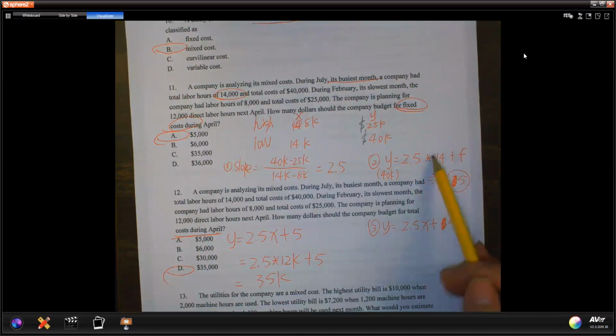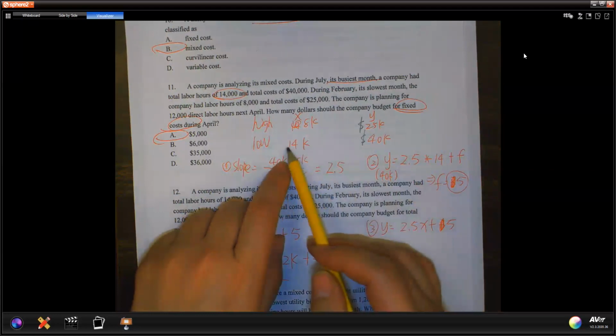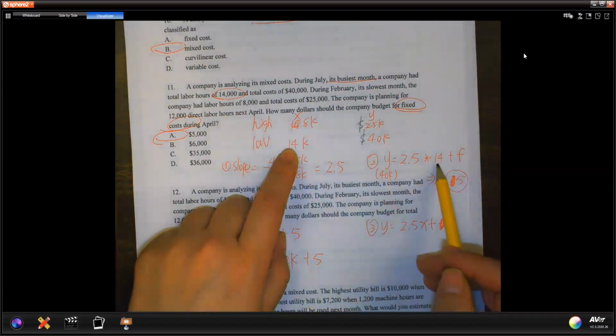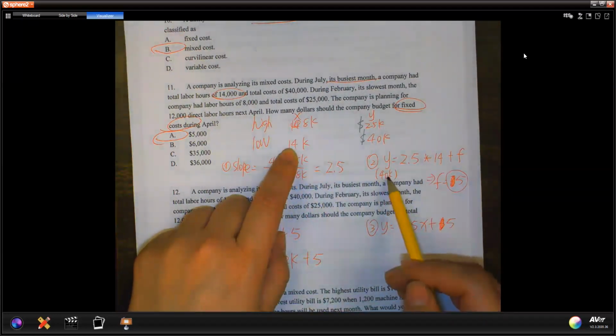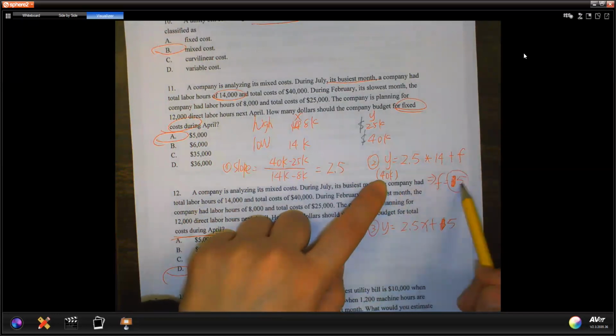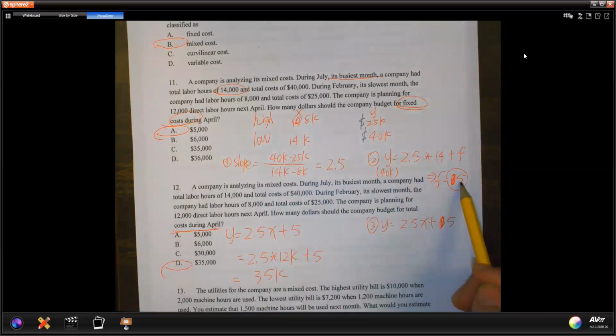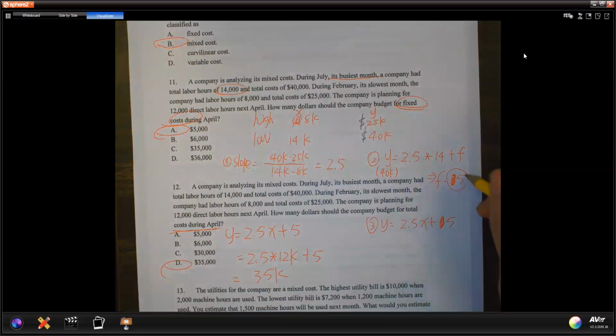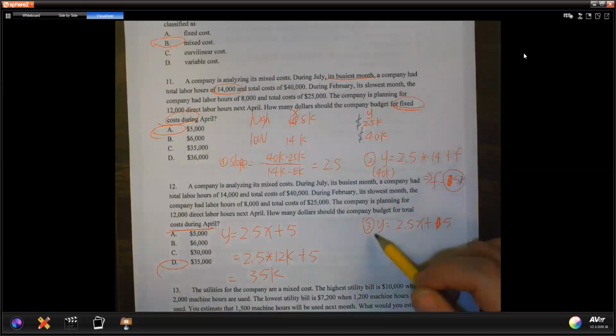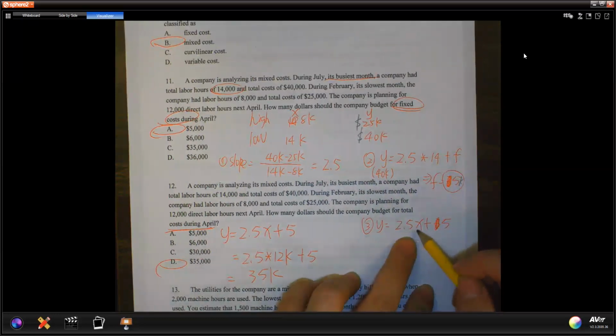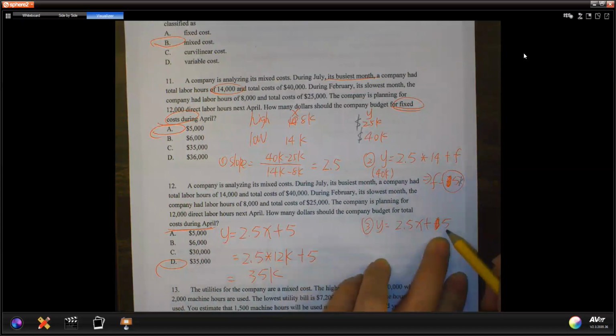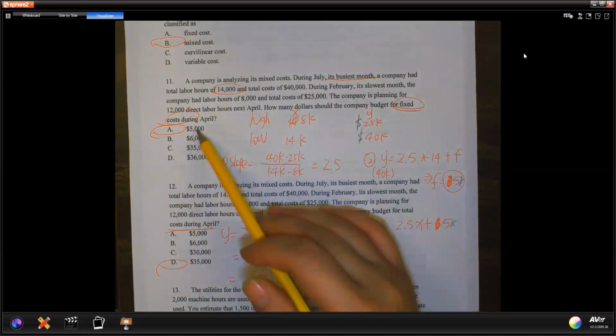Then we just use one of the x values. We pick 14,000 and 40,000, so x now equals 14, y equals 40. We get F has to be 5,000. So your y equals 2.5x plus your 5,000. Sorry, I missed the 1,000.